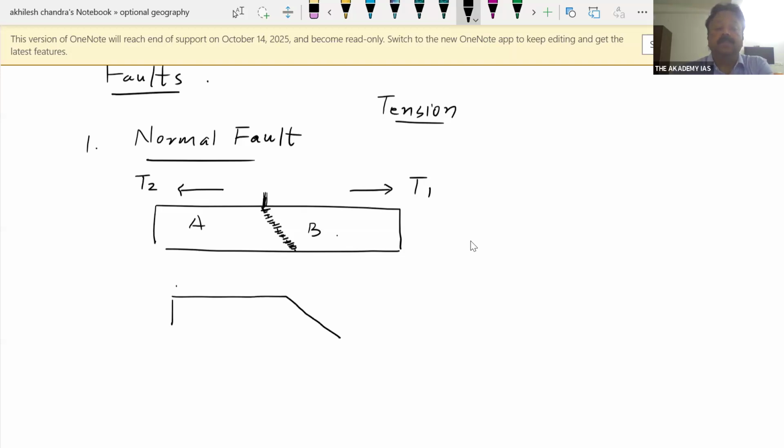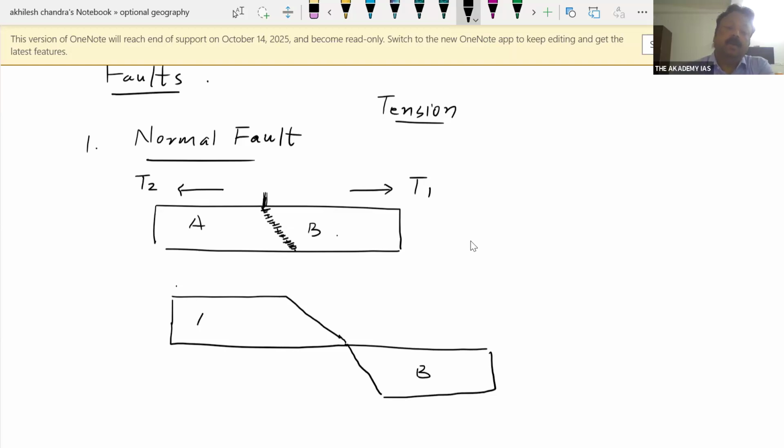block A is moving away from block B. So here it is block B that moved away like this. This is block B. Block A, earlier it was here, now it is here. So try to see, it is moving away from A. So block A is moving away from block B. The movement is like this. And here it is going to be the horst, and this is going to be the graben.